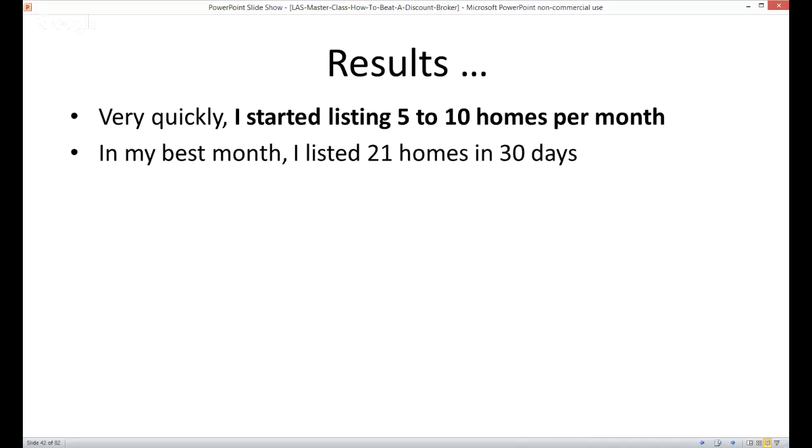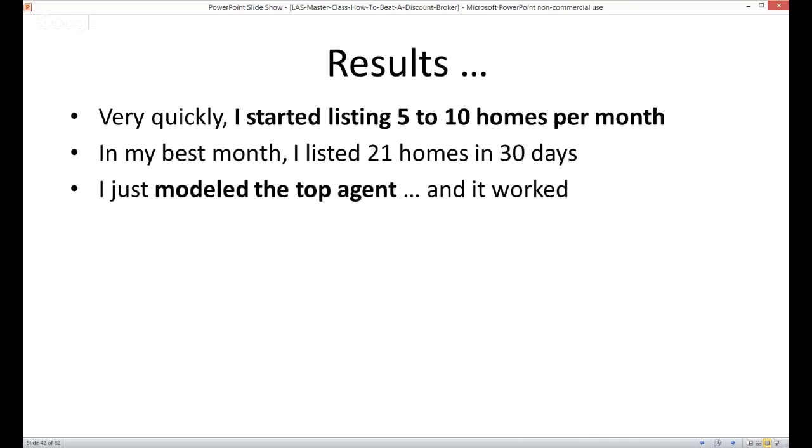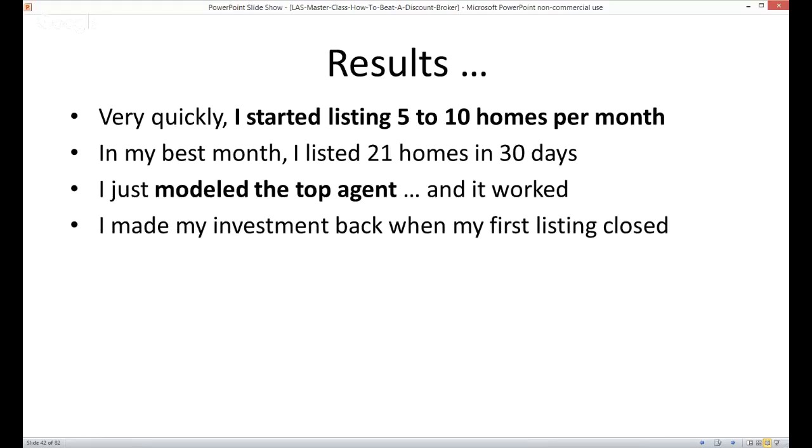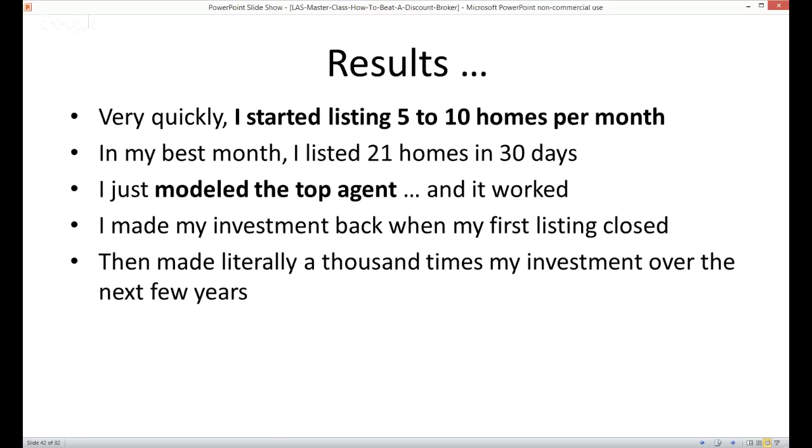I want you to take 5 or 10 listings a month. I want you to go out and take 21 homes in one month and have your best month ever. I just modeled the top agents and it worked. And then I made my investment back with my first listing when it closed, right? And then I literally made 1,000 times my investment over and over in the next few years.